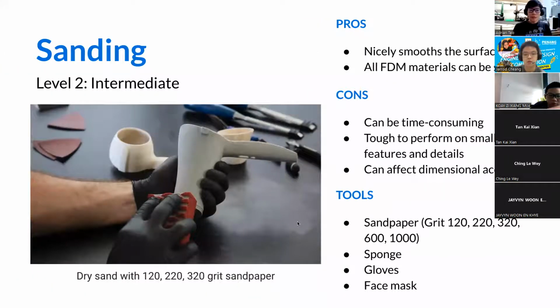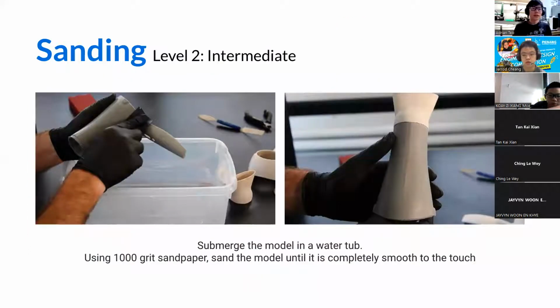So sandpaper, done. All right, here's a quick recap. These slides we will share to you later. If you want to refer to it again, by all means, you can refer to it. After you sand it, submerge your part into water. Okay, and then after that, use 1000 grit sandpaper or 600 and above and continue to smooth it. So by the end of sanding, your part should feel smooth to your touch. You shouldn't feel the line anymore. Okay, it should be very smooth.